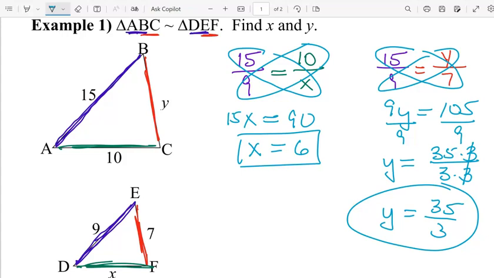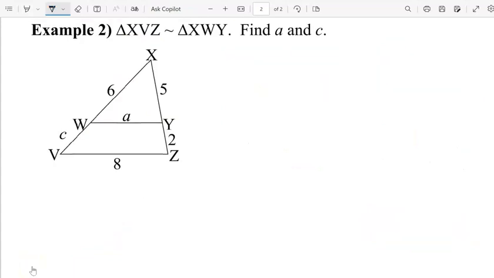That's okay. In the second example, we have a pair of overlapping triangles, and I recommend that if you have a pair of overlapping triangles, you should draw the two triangles separately. So I'm going to draw my first triangle here, XVZ. So triangle XVZ.